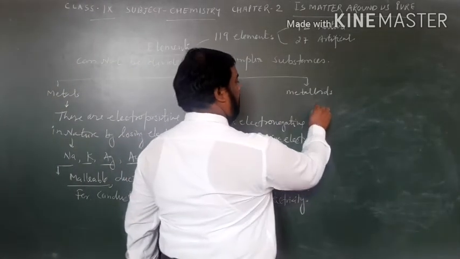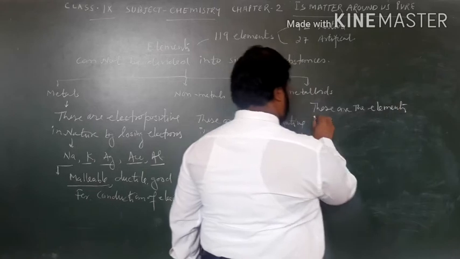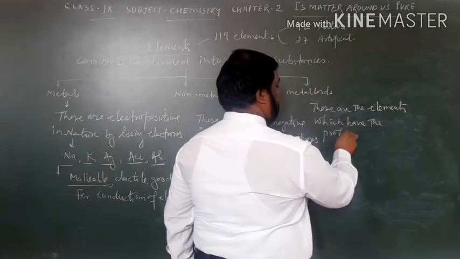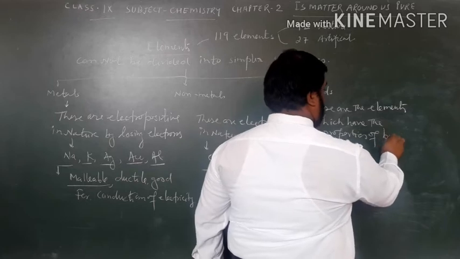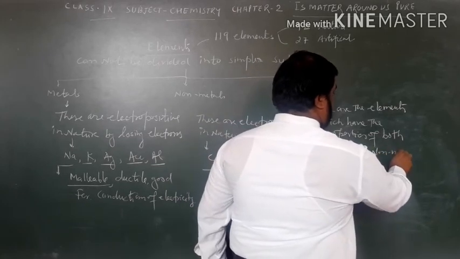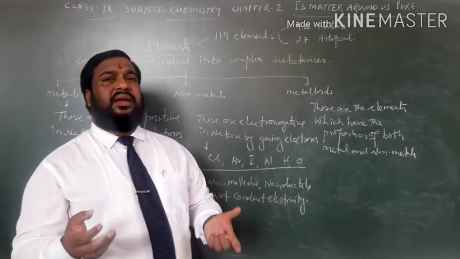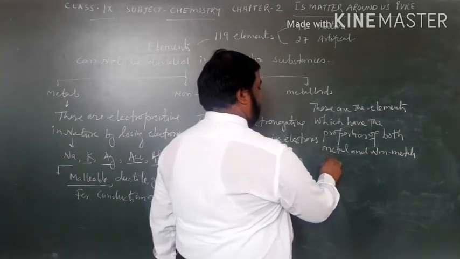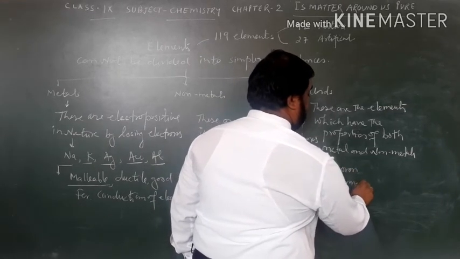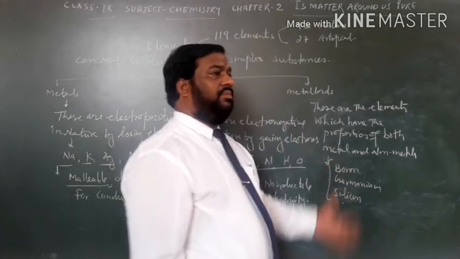Metalloids are the elements which have the properties of both metal and non-metal. It means metalloids have the properties of metal as well as non-metal. For example, boron, germanium, silicon. These are examples of metalloids.